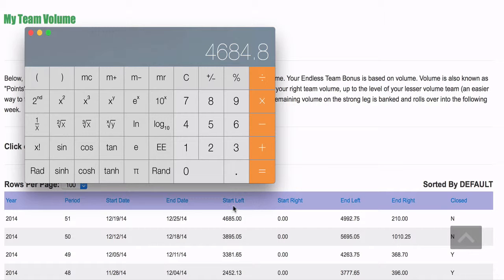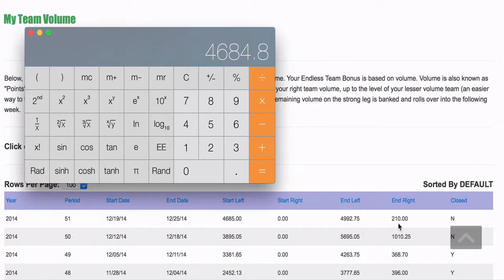So you'll see that you're starting this week out on your power leg $4,685 to start your left leg, because that was this leg, and we took off the 1,010.25 that we already paid. And then you're also going to see on your starting right leg, no volume. Why? Because we paid 5% of that full volume there. And then you can see what's occurring this week. Obviously there's already been volume added in this example. It looks like about $300, and you can see there's about $210 added on the right side.